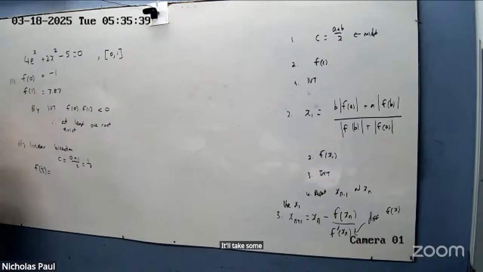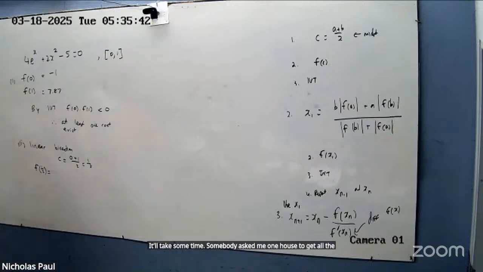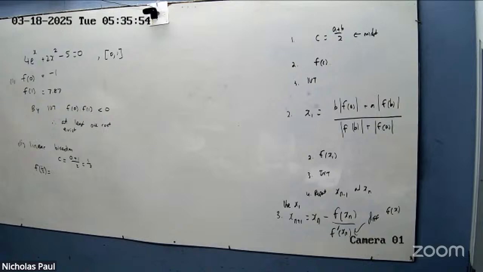Somebody had shown me once how to get all the iterations on the calculator. Just plug in one and keep pressing equals and get all the iterations. I can't remember how. I said I'll do a video this year. But fine. You just Google it.